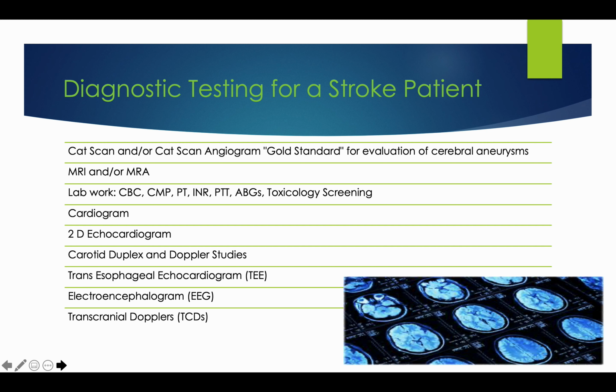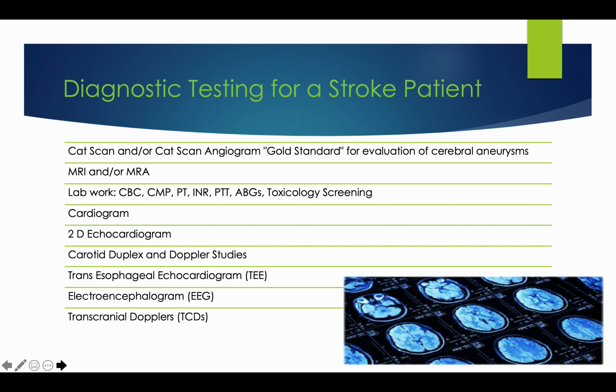MRIs and MRAs are commonly done to assess where a stroke could be, what vessels it's involving. The MRA is showing the arterial structures where an aneurysm could be. Common lab work is the CBC, complete metabolic panel, assessing their sodium and their glucose levels. Pro time, INR, PTT, assessing for any coagulopathies, if there's any alterations in their clotting factors.